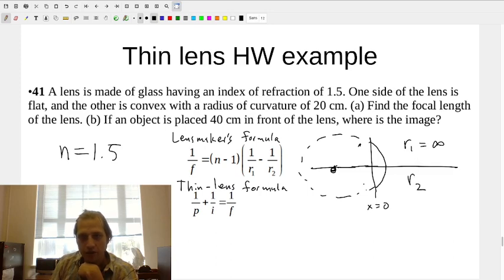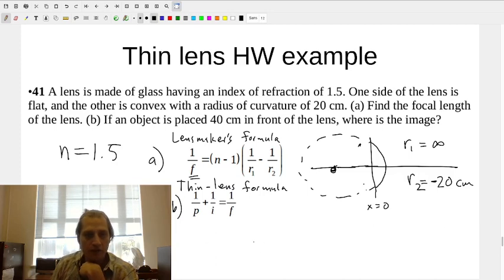My R2 here would be 20 centimeters. And in fact, because it's back here behind in the minus x position, I would put my R2 as equaling minus 20 centimeters. Okay, so for part A of this homework problem, I want you just to find that f. So it's a little bit of algebra, but I think you can do it.